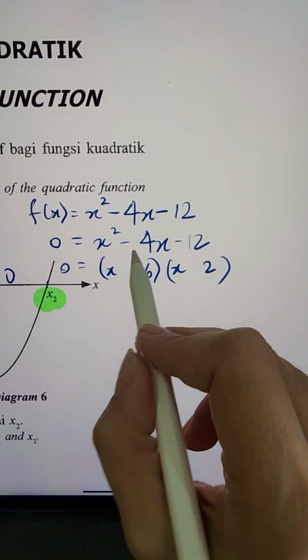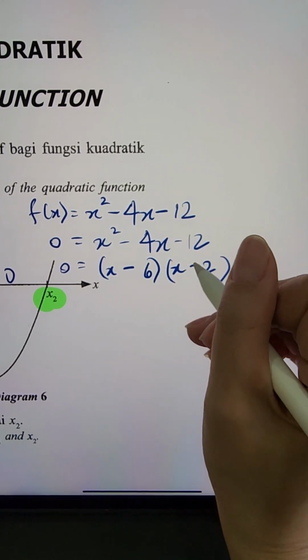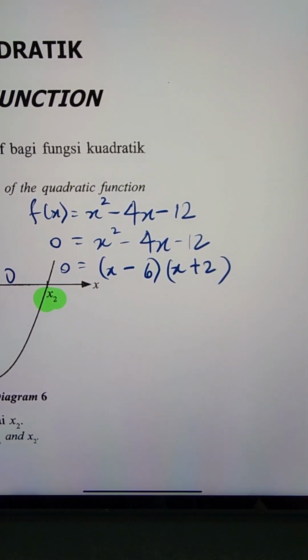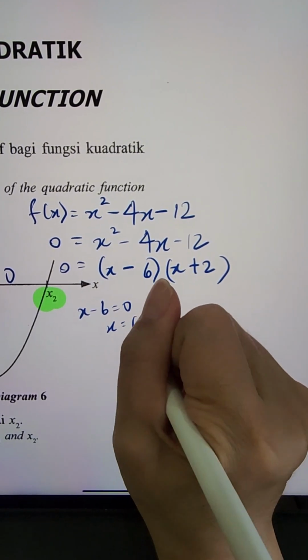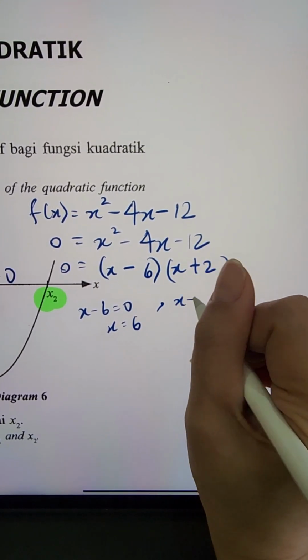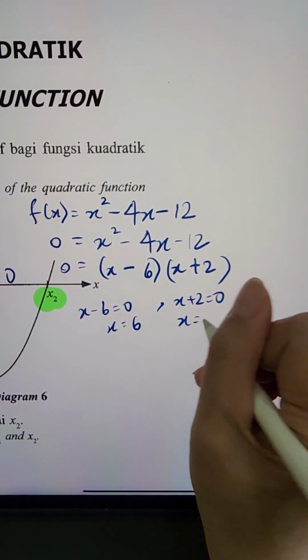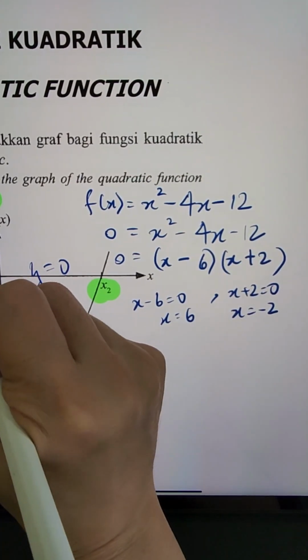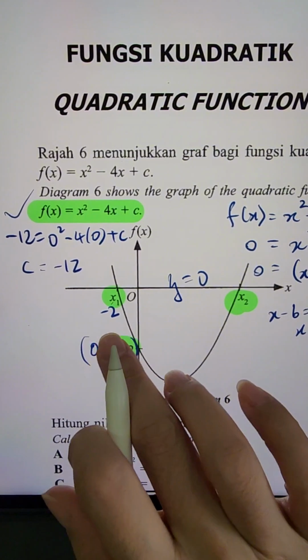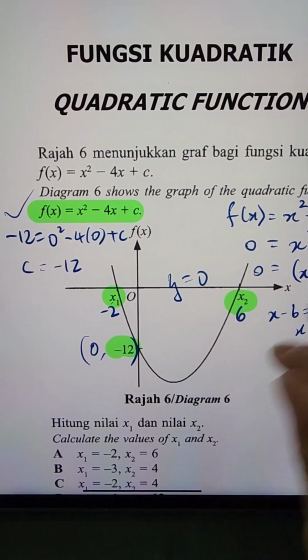Now we need to get negative 4, right? So it will be negative 6 plus 2, you get negative 4 in the middle. Which means that x minus 6 equals 0, so x is 6. And when x plus 2 equals 0, x is negative 2. So we have negative 2 and 6, which means that this is negative 2 on the graph and this is 6.